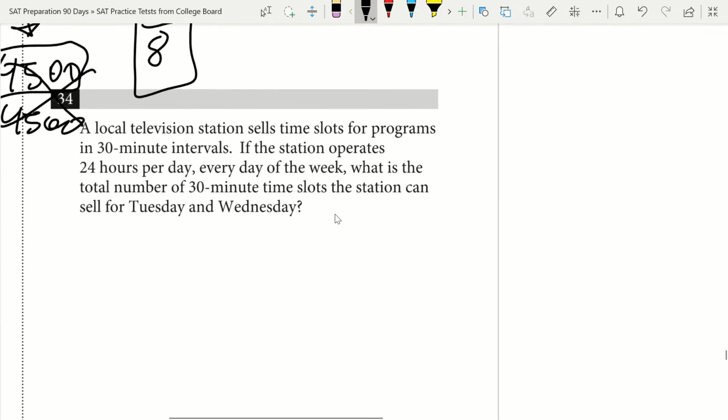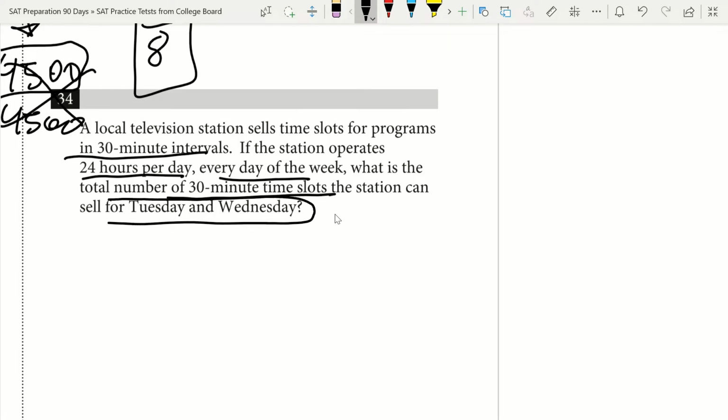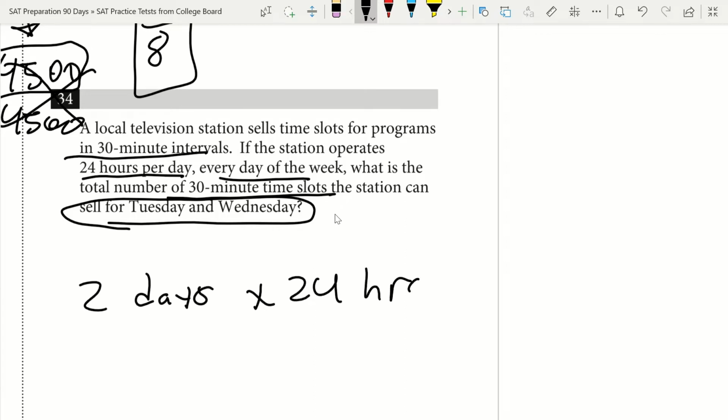All right, 34. A local television station sells time slots in 30-minute intervals. If the station operates 24 hours a day, every day of the week, what is the total number of 30-minute time slots the station can sell for Tuesday and Wednesday? Okay, Tuesday and Wednesday is 2 days, so I've got 2 days times 24 hours per day. I see my days will cancel. Now at that point, I have my units in hours.